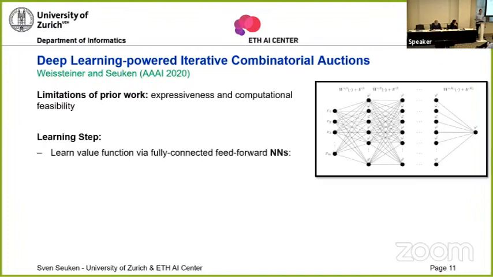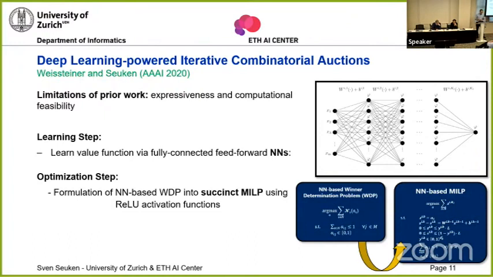So here we now used a fully connected feed-forward neural network. So the idea is on the first layer, you're just encoding the bundles. And then on the last layer, you're just predicting the value of the bundle. And we're using neural networks to learn the value function. And then the key question was, well, how do we formulate the optimization step using these neural networks to still solve the winner determination problem?